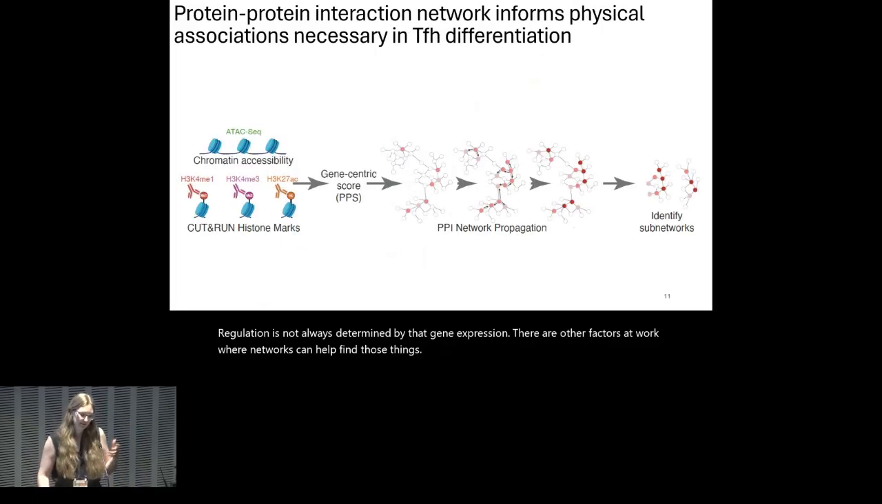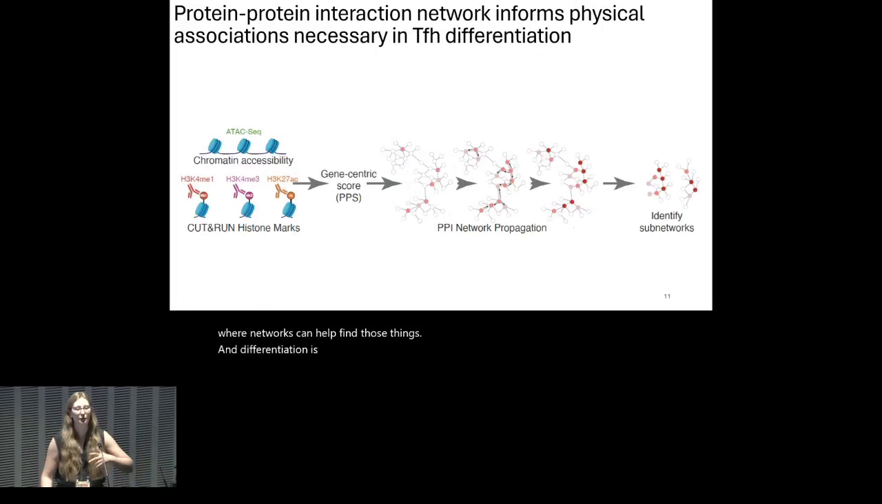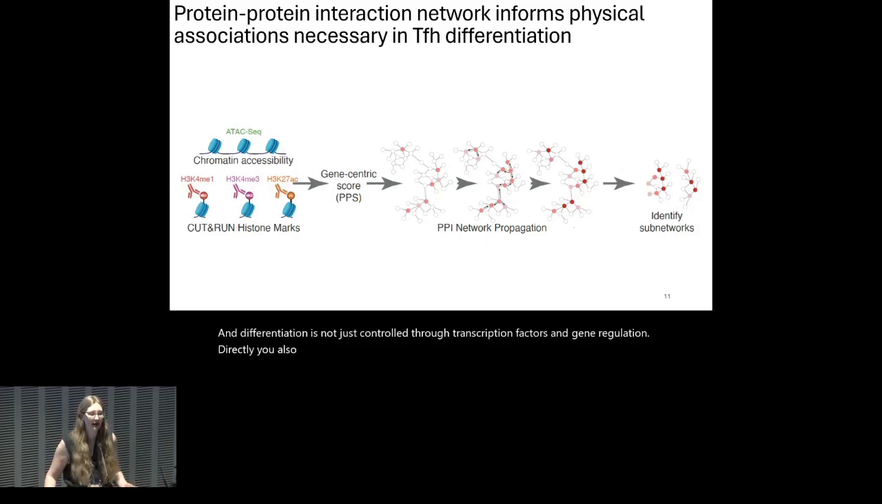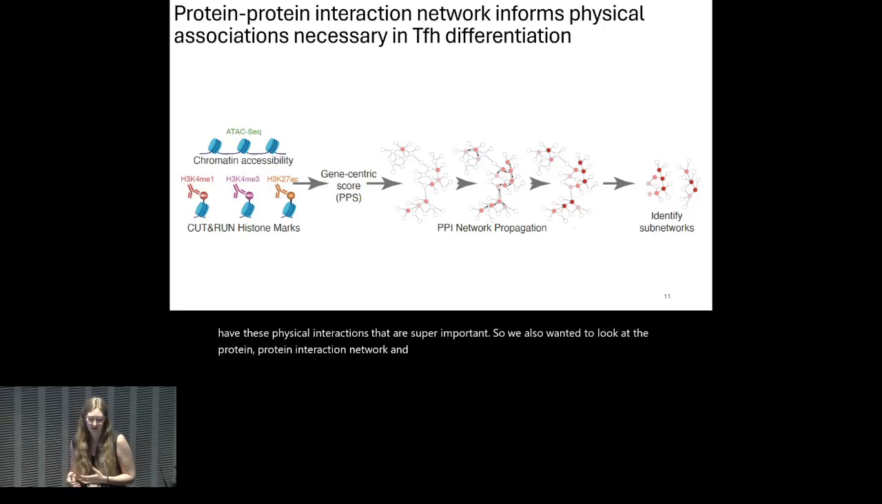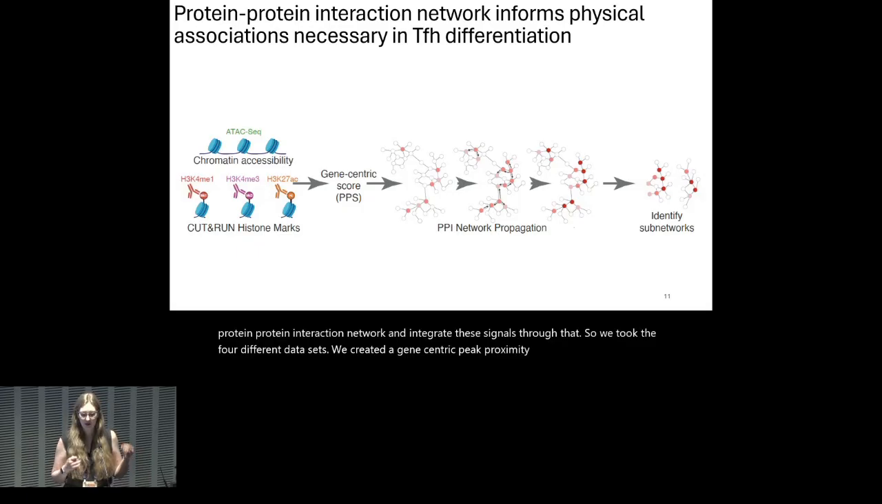And differentiation is not just controlled through transcription factors and gene regulation directly. You also might have signaling cascades and phosphorylation events, with physical interactions that are super important. So we also wanted to look at the protein-protein interaction network and integrate these signals through that. We took the 4 different data sets, created a gene-centric peak proximity score, and used that to weight the nodes in the protein-protein interaction network.